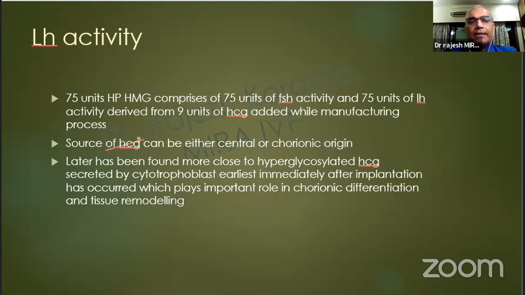Now, what is the source of hCG? The source of hCG can be either pituitary or chorionic origin. The chorionic origin hCG has been found more close to hyperglycosylated hCG, which is the earliest hCG secreted by cytotrophoblast and which plays a very vital and crucial role, after implantation has occurred, in chorionic differentiation and tissue remodeling, including angiogenesis.